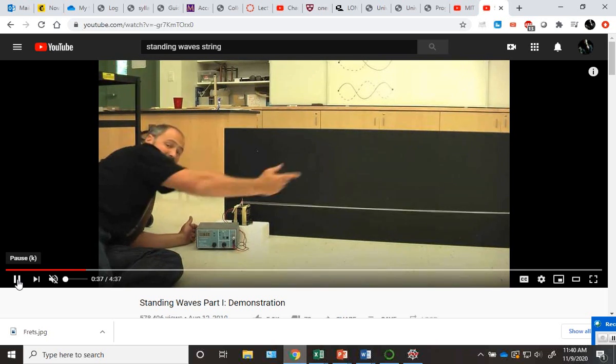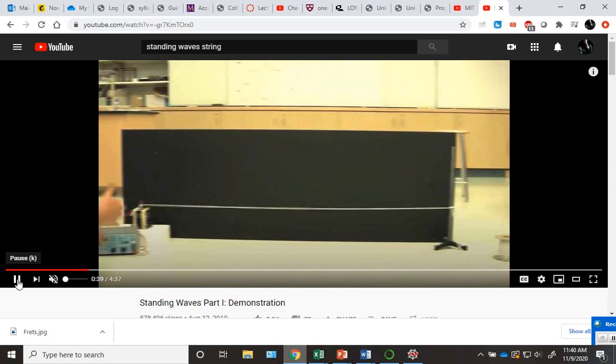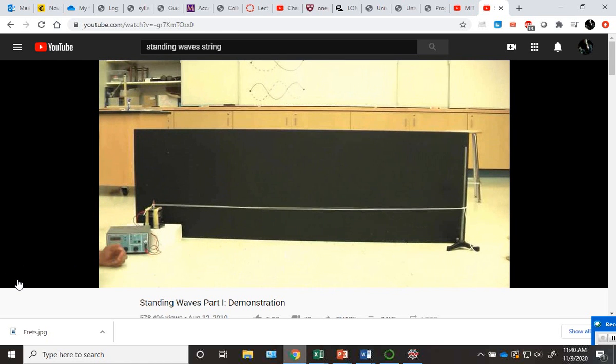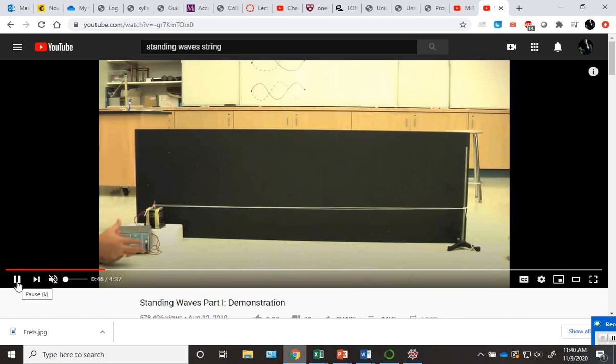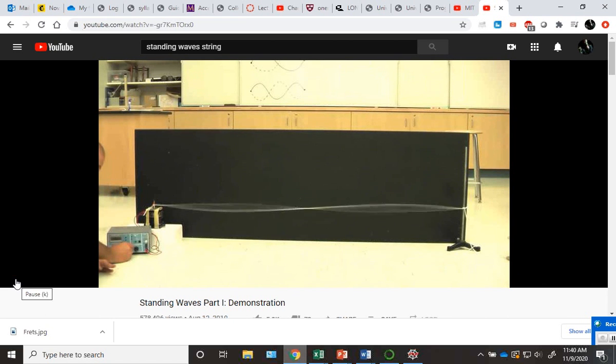You can see not much is happening. There's certainly some vibrations, but nothing very compelling. But that's because he doesn't have it at just the right frequency. He's going to adjust it so that it is just at the right frequency for something interesting to happen. And we're right at about that location. This is what the standing waves look like.